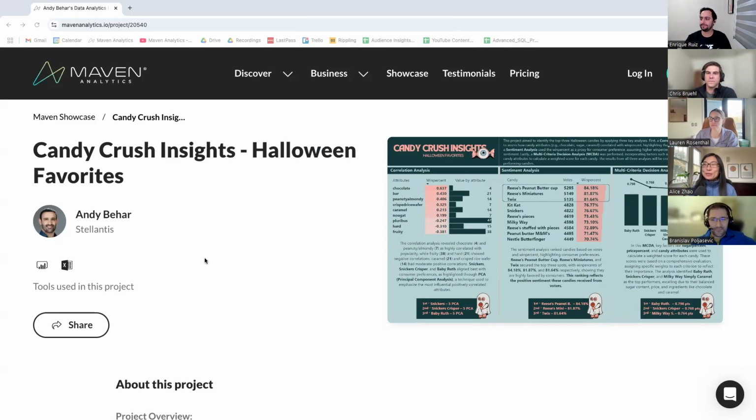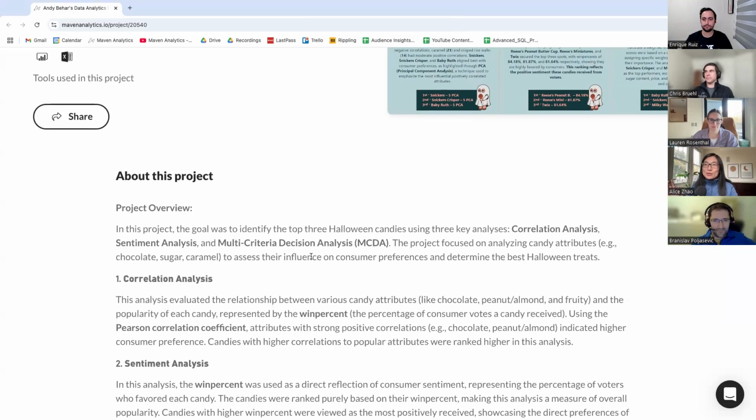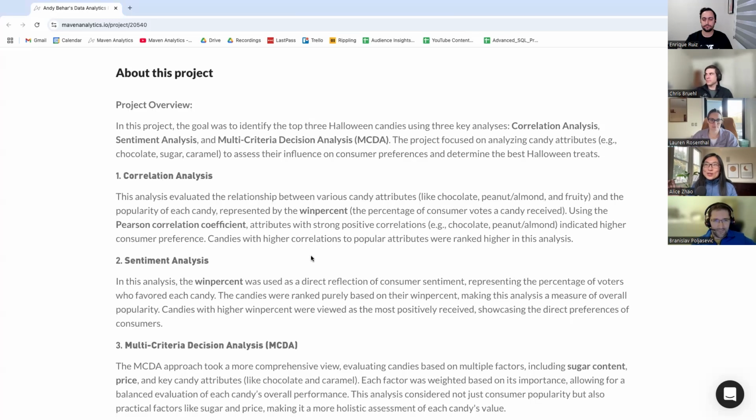All right, I'll be reviewing Andy's submission, and there were two things that stood out to me from the very beginning. One is this is truly a data-driven approach, and second, I really like the clear finding summary at the end. So if we start with the about this project section, Andy took a really nice approach where he tried 3 different methods to find the top candies, and then he rolled them all up into one.